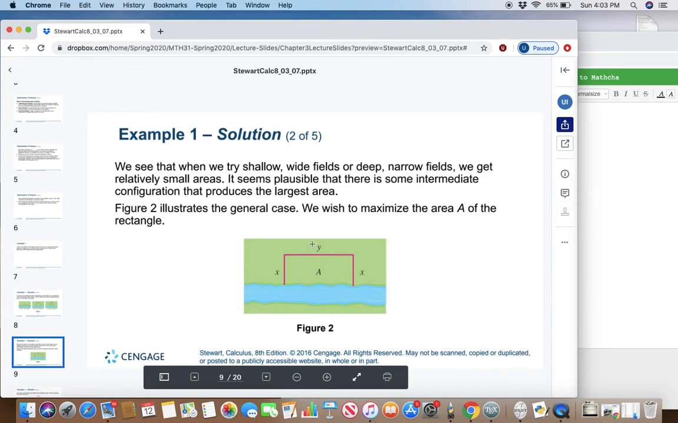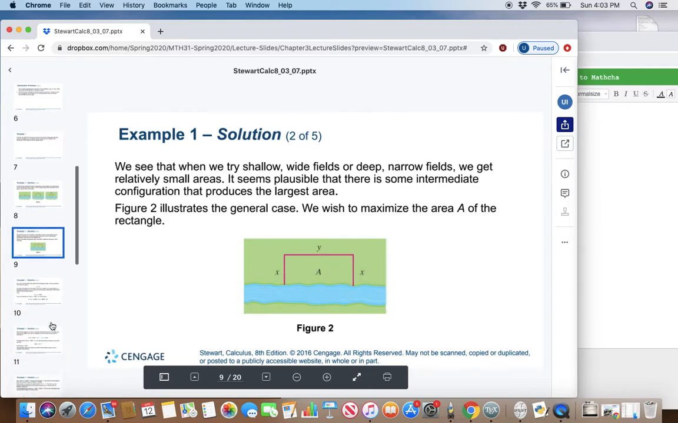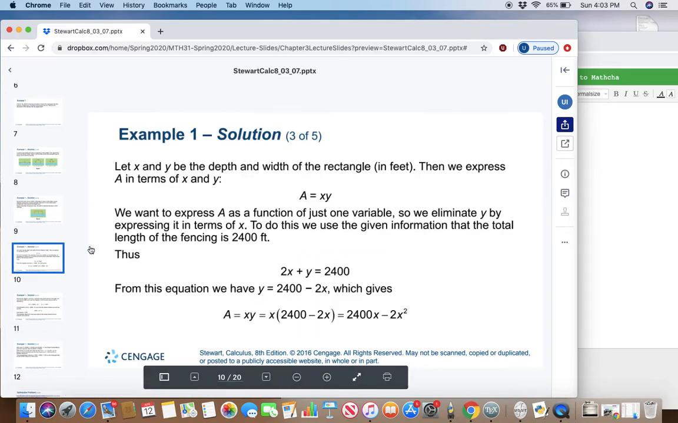Okay. So we want to find x and y such that the area is maximum. If that is x, that is x, that is y. Look, there is no y needed here because there's a river. All right. So x plus y plus x is the entire fence. In other words, 2x plus y is 2400. That's the very first step. 2x plus y is 2400. What is area? x times y. Now you want to maximize area, all right?